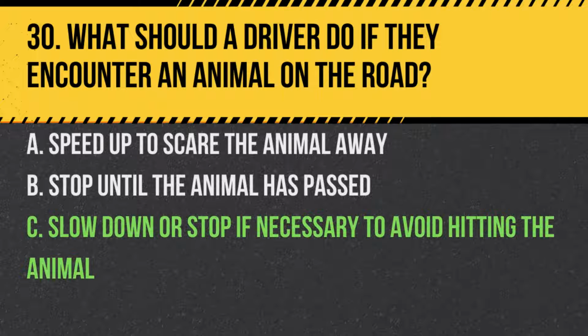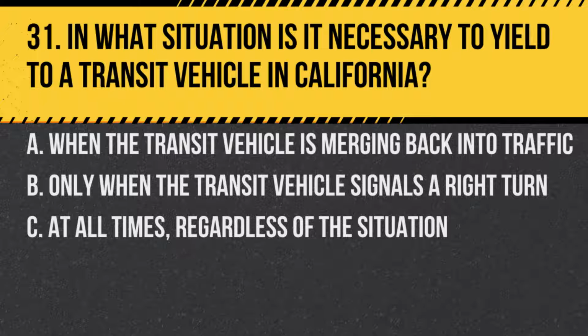Answer: C. Slow down or stop if necessary to avoid hitting the animal. This is the safest approach for both the animal and the driver. Question 31. In what situation is it necessary to yield to a transit vehicle in California?